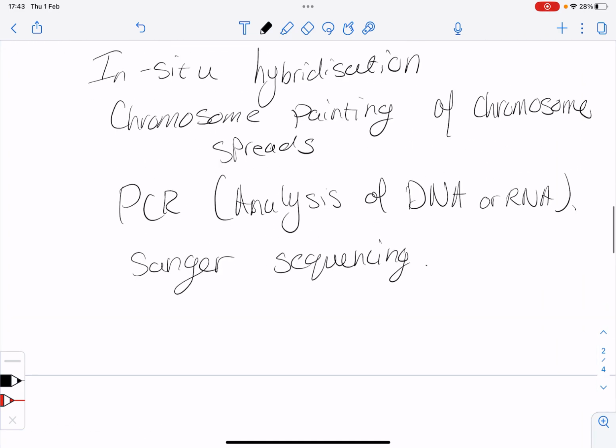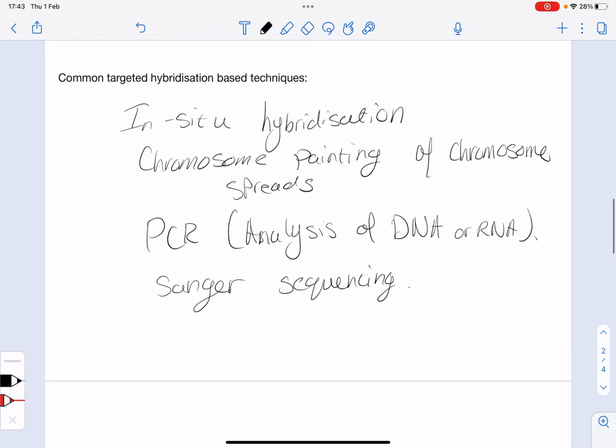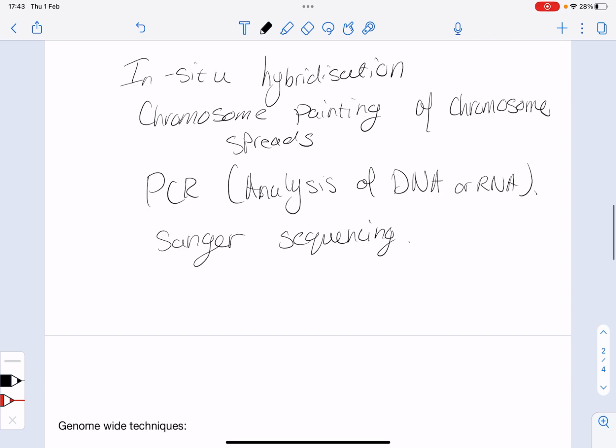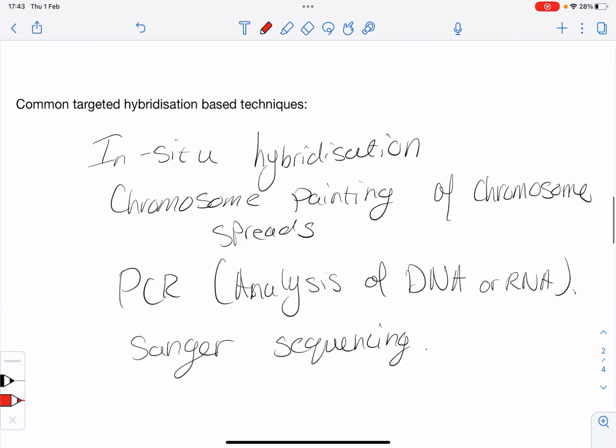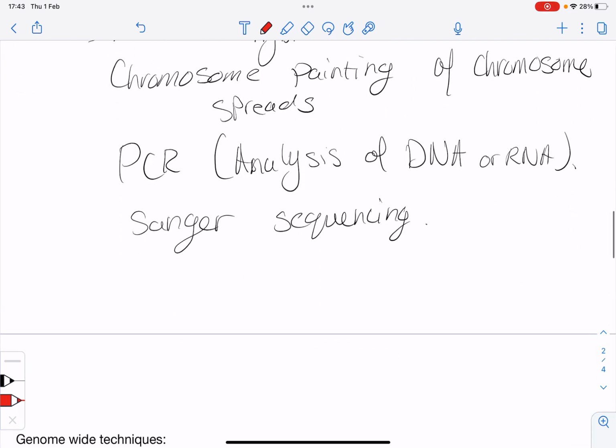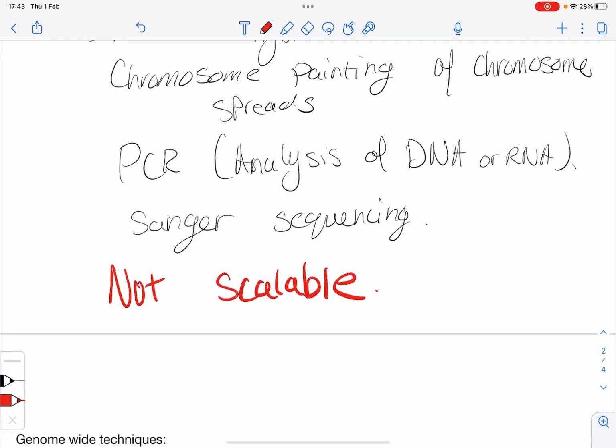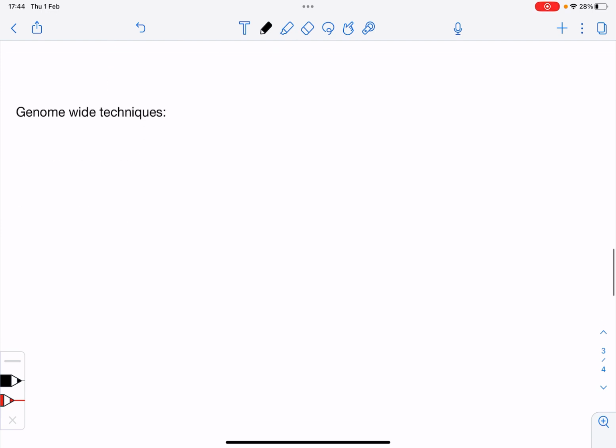These techniques, however, there is something that these techniques have in common. And the reason why I said maybe we use this in labs or at a small scale is that these techniques are not very scalable and detect very few genes at a time and a small number of samples. So just as a note here, these techniques specifically are not scalable. Good. Cool.